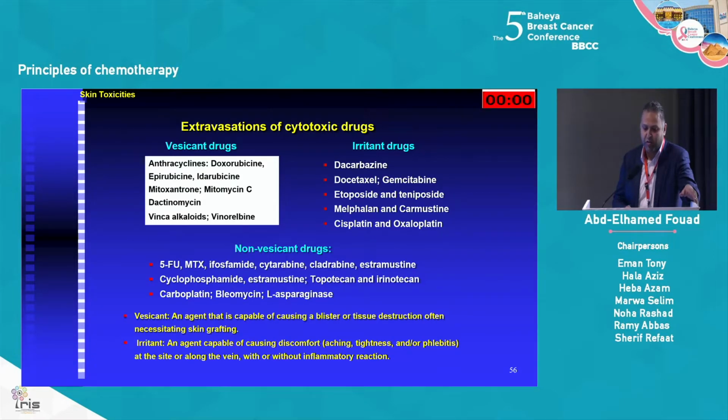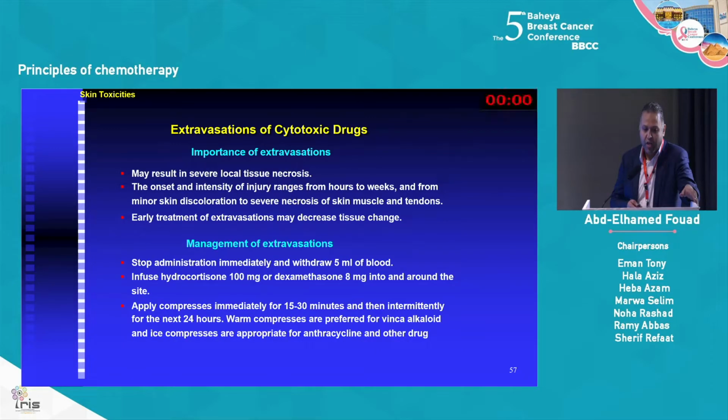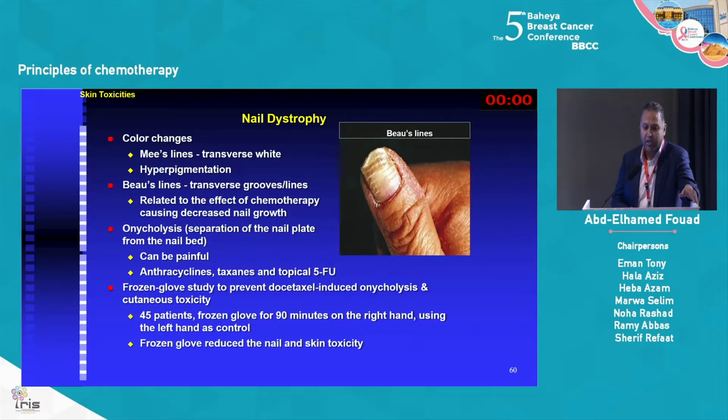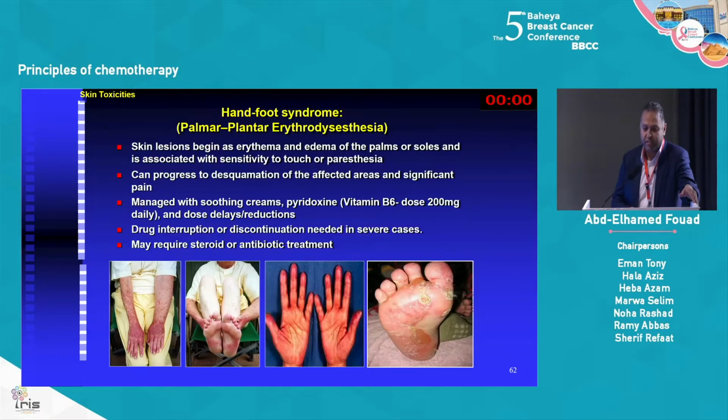Vesicants are drugs that are capable of forming blisters and tissue destruction, and sometimes need skin grafting. Irritants cause discomfort. Extravasation is an important side effect and needs management. Management is to stop administration, withdraw 5 milliliters of blood, infuse steroids around the site of extravasation, compression, and sometimes use an antidote. Alopecia, nail dystrophies, pictures.